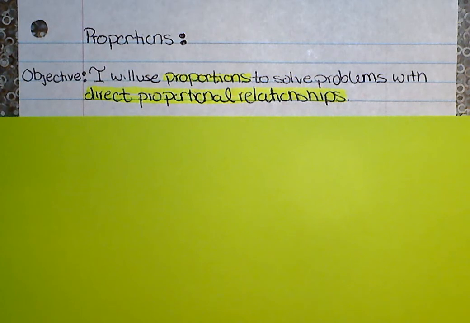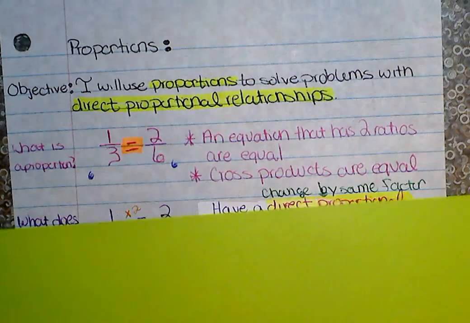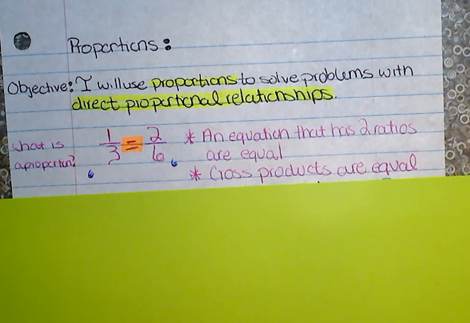Well, let's start with what we do know. I will use proportions. So you should know what a proportion is. This is an example of a proportion. It says 1/3 equals 2/6. A proportion is an equation that has two ratios that are equal.